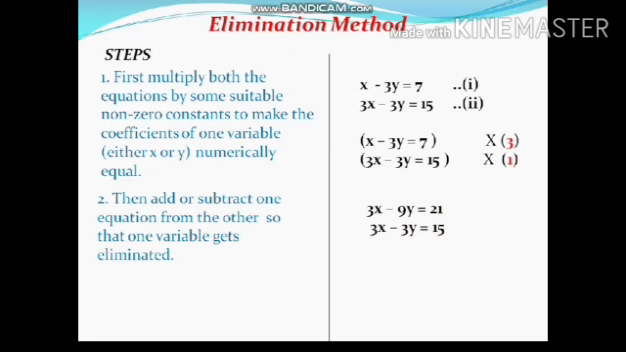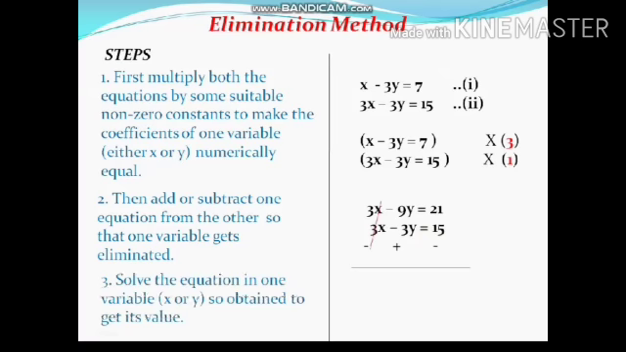Second step, then add or subtract one equation from the other so that one variable gets eliminated. You can see here, student, here 3x is now equal to 3x and both terms are positive. So for eliminating x, we have to subtract this equation. When you subtract this equation, sign will change, plus will convert into minus, minus will convert into plus, and again plus will convert into minus. And this 3x will cancel with this 3x and you will get.